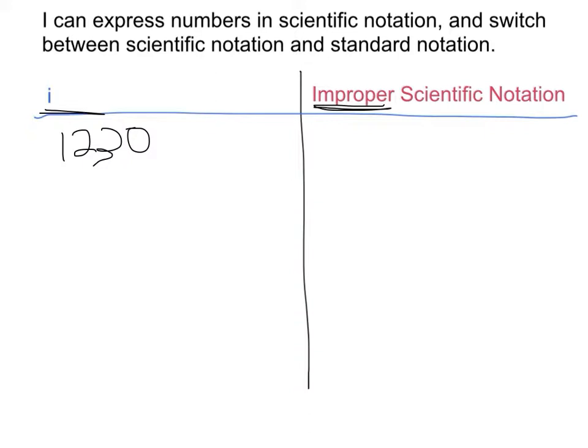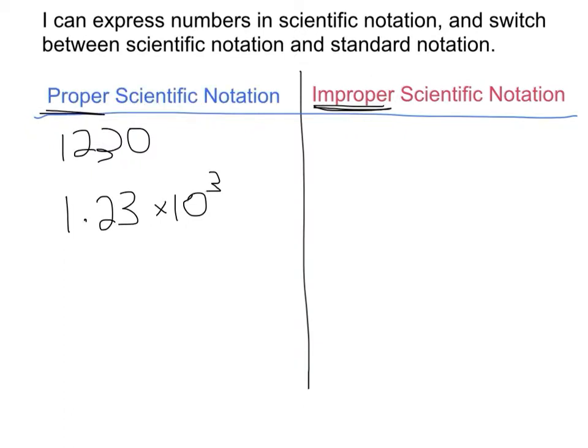1,230. If I wanted to write that in proper scientific notation, then I would just go 1.23 and multiply it by 10 to the third power. But I could also go 12.3 times 10 to the second power.